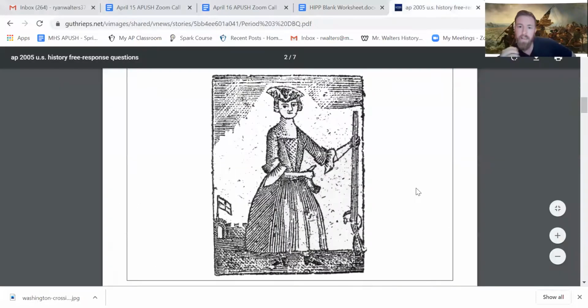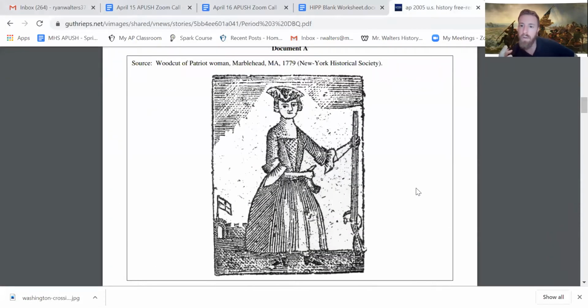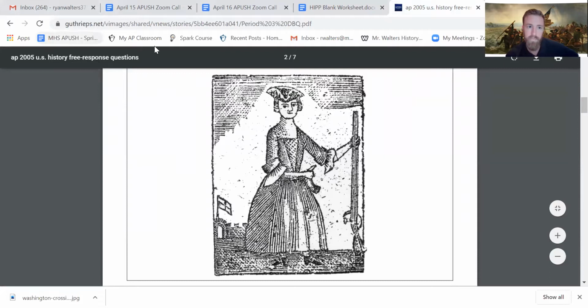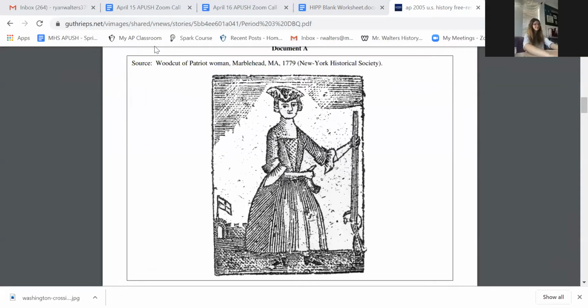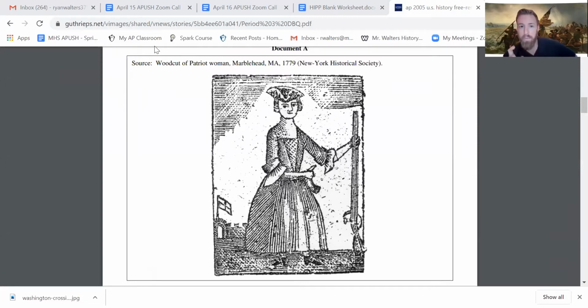So what would you say, guys, can you give me any historical context over this document? What would you say is going on here that they're trying to show us? 1779, woodcut of a patriot woman. What would be significant about the context of this? The American Revolution. Yes, but not only the American Revolution. Thank you, Olivia, for saying the obvious there, right?